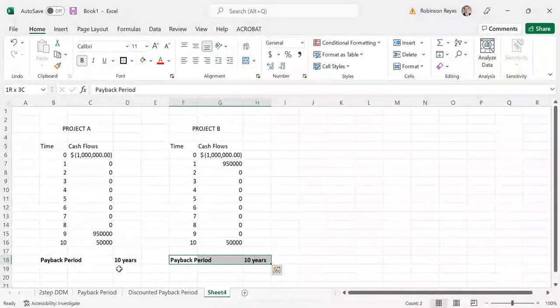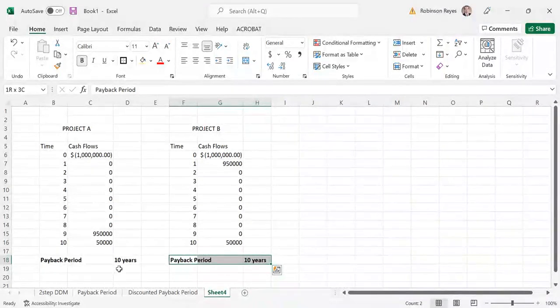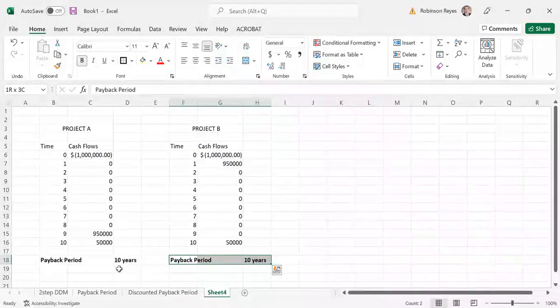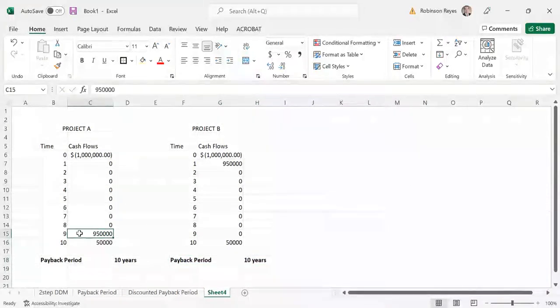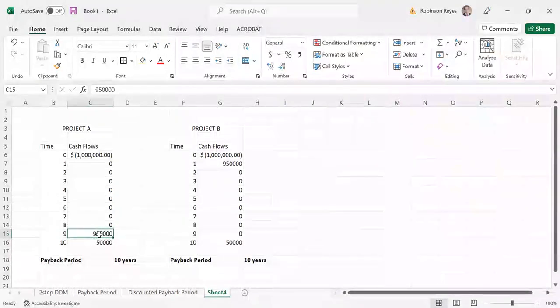Exactly. So that is a great point, Daniel. Theoretically it is the same payback period, but this is not being accurate in this case, right? And the model is the problem. So that's why we need discounted payback period, because then we will discount these $950,000 to present value.